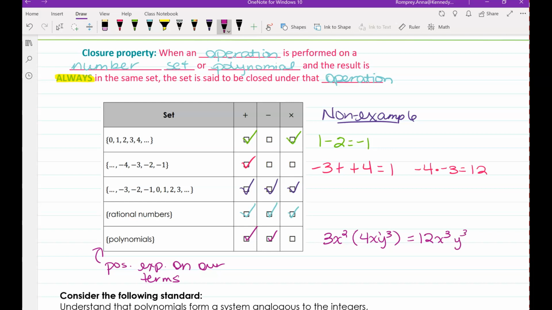All right, so still have positive exponents. Our expression's just going to get a little bigger. So it's closed under all of those operations. Now notice how division is not included. Okay, because division is rarely ever closed. Anytime 0 is included in your number set, are you allowed to divide by 0? No, you are not.